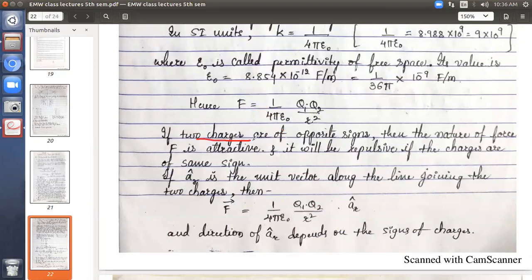Now, if two charges are of opposite signs, what kind of force will exist? If the charges Q1 and Q2 are of opposite signs, what kind of force exists? You can unmute and answer me.